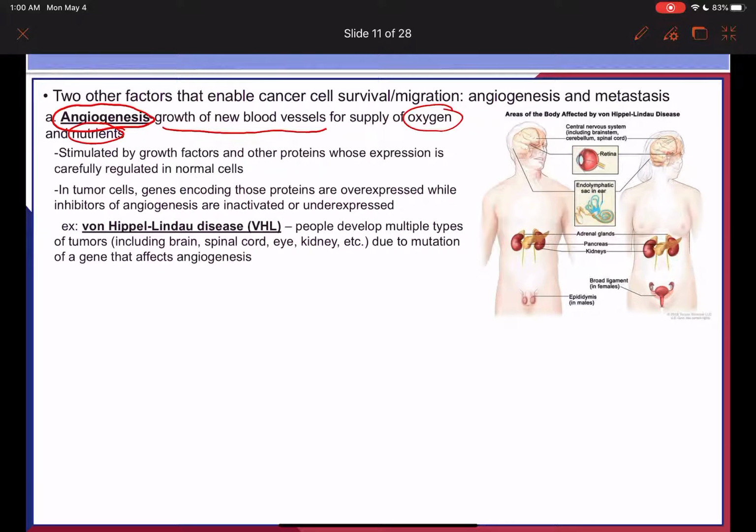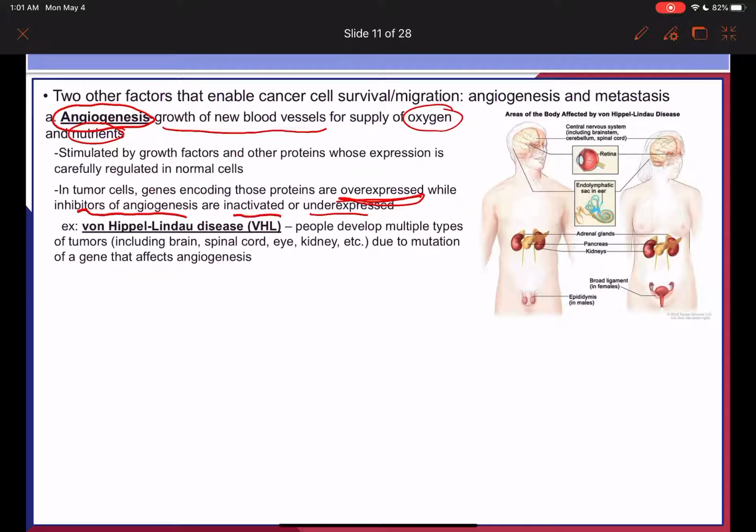But in tumor cells, genes encoding those proteins that are responsible for angiogenesis are overexpressed, while inhibitors of angiogenesis are inactivated or underexpressed. So it keeps the inhibition low and turns up those proteins that are responsible for doing angiogenesis, because you have this growing lump of tissue, okay? Well, that growing lump of tissue will become less and less accessible for nutrients and oxygen as it grows really large in size. So that's why they themselves need to trigger blood vessels to form so that it can supply those itty bitty cells in the center of that large mass, okay?